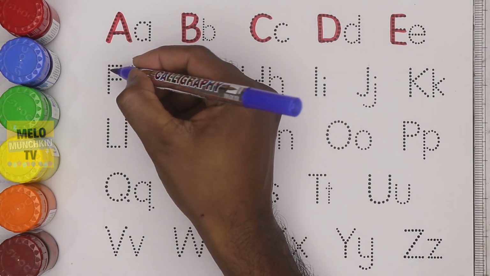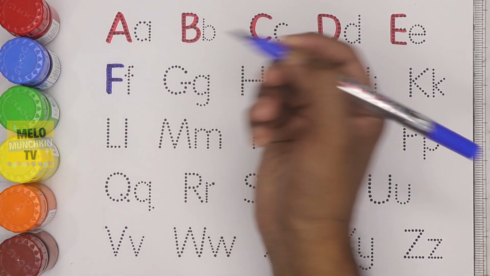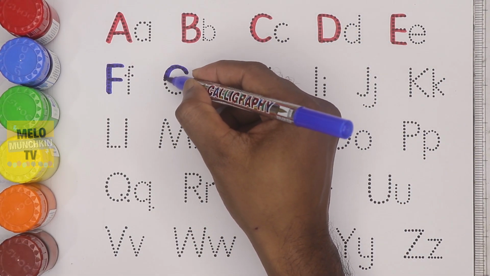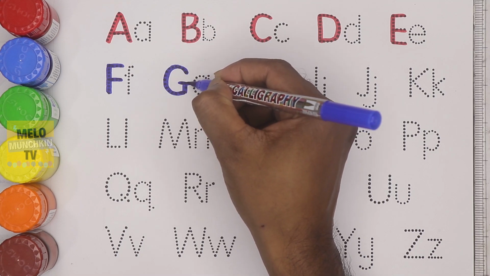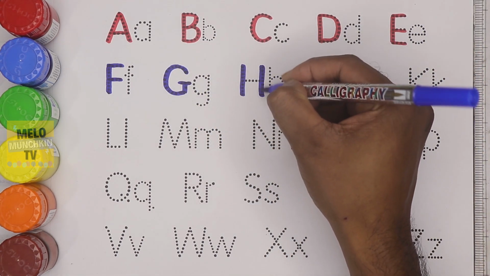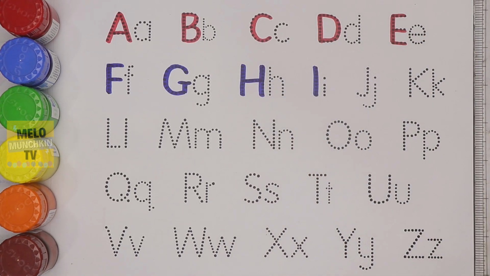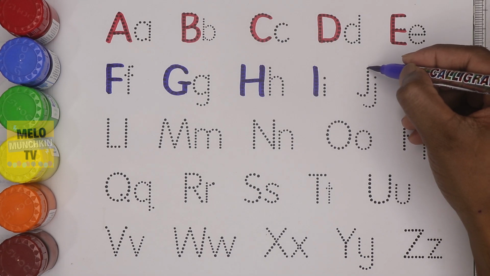Okay. So after E it is F. F for fish. G. G for goat. H. H for house. I. I for ice cream. J.